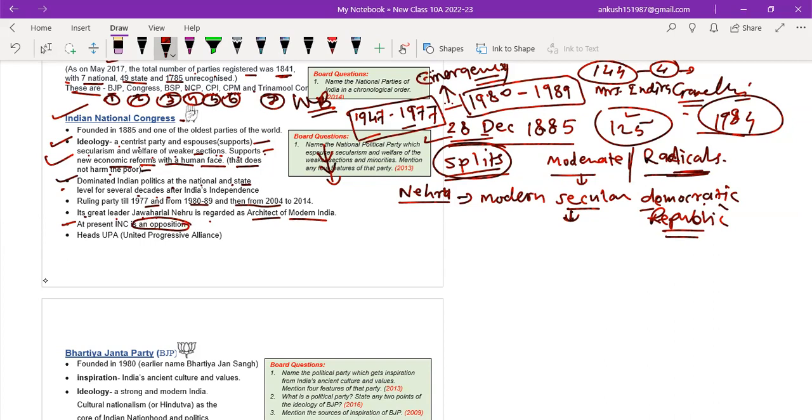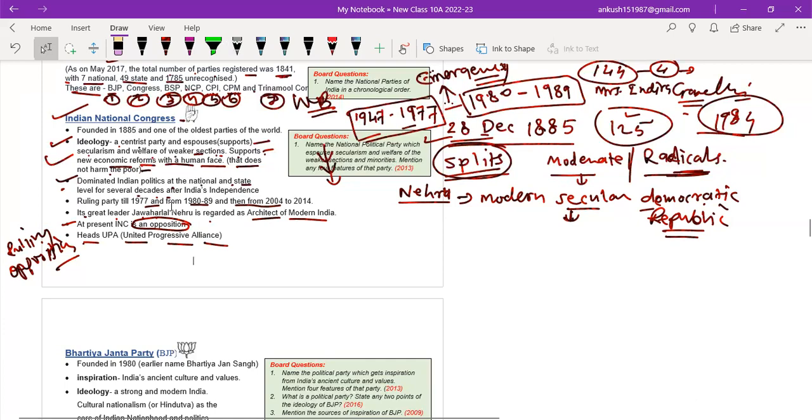There are two terms: one is ruling party and another is opposition party. It heads the United Progressive Alliance, that is called the UPA government. United Progressive Alliance means it wants to be together and all the people should progress. Understood? Have you got the point?